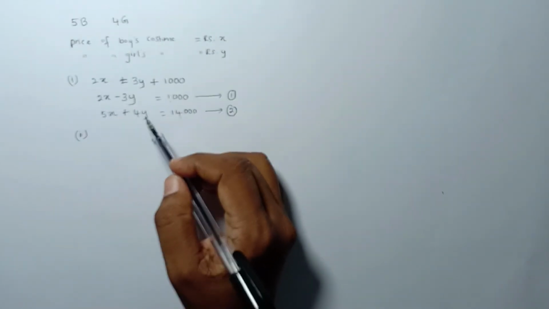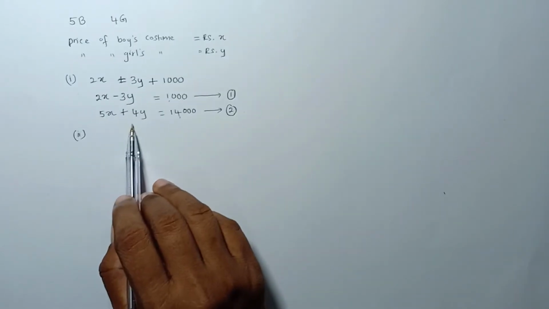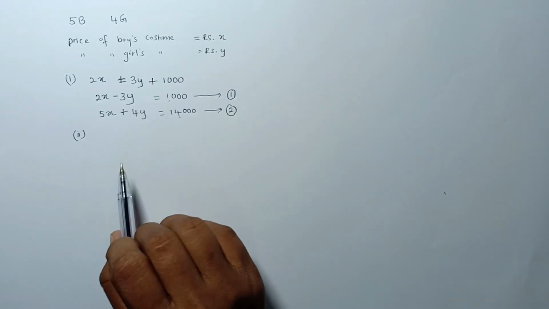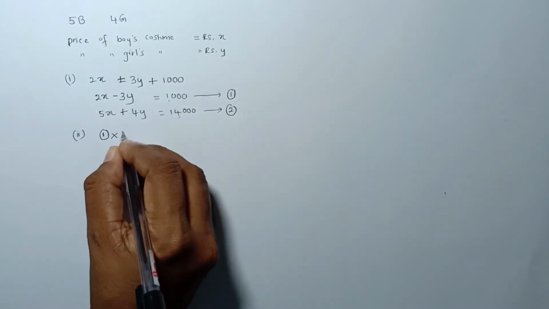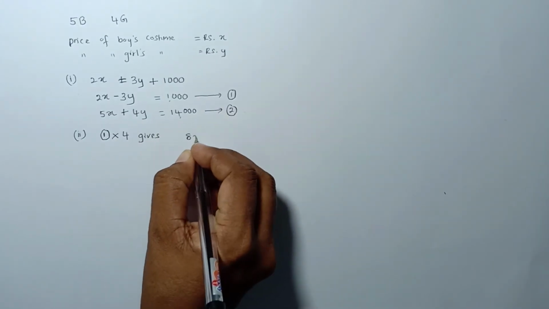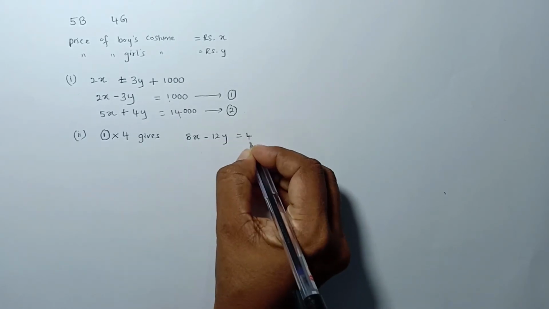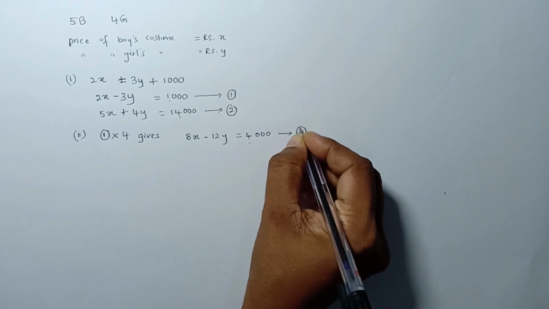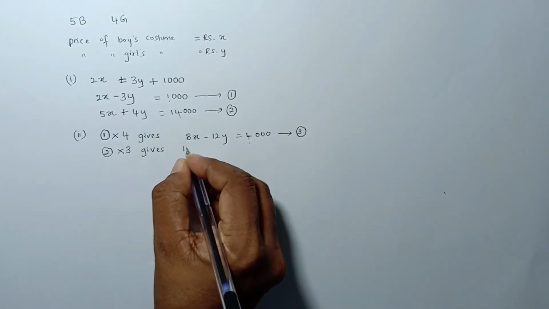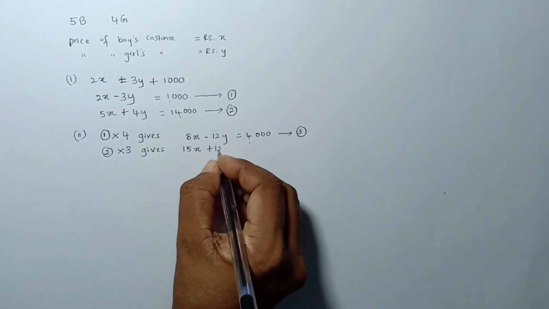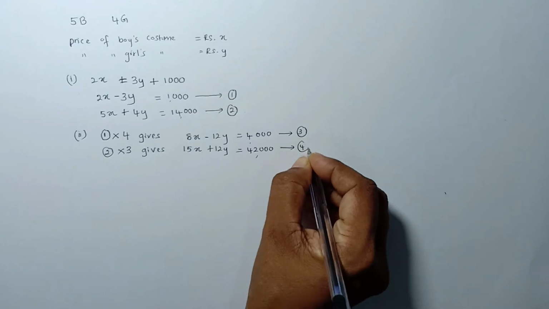First we will make the coefficient of y exactly the same in the other equation. In this case, the common multiple of 3 and 4 would be 12. Therefore, we have to multiply equation number 1 by 4. This gives 8x minus 12y equals 4000. This is the third equation. The second equation you have to multiply by 3. This gives 15x plus 12y equals 42,000. This is the fourth equation.